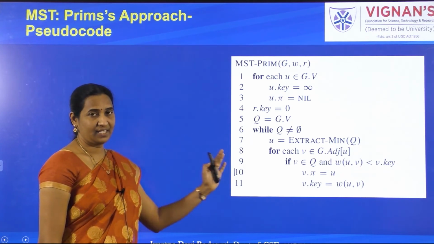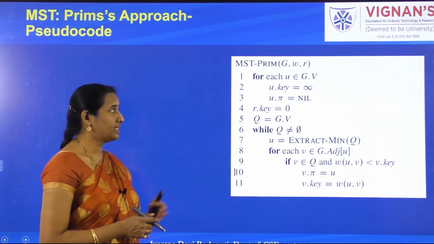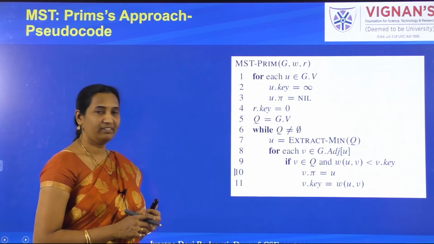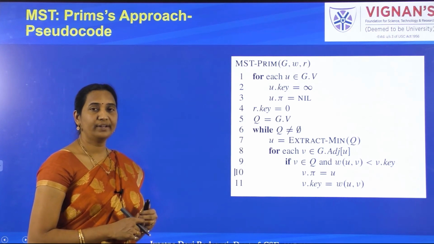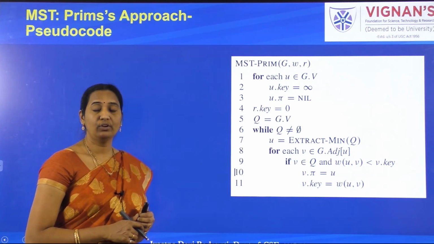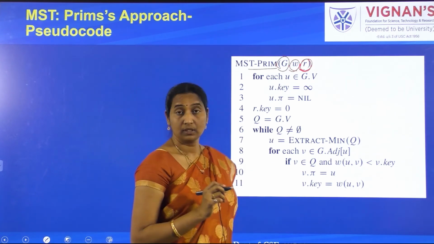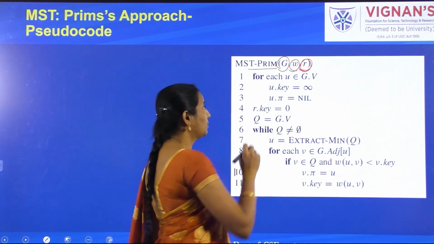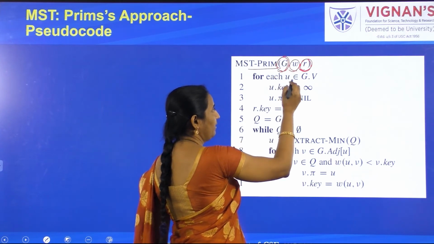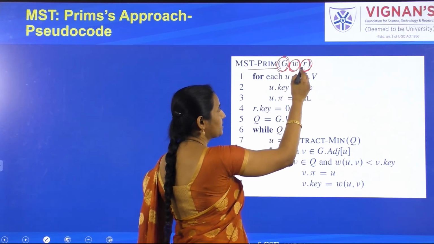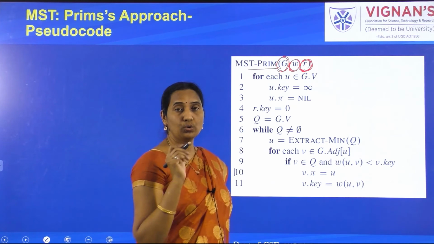And now let's see the pseudocode for Prim's algorithm. I have used pseudocode because when you are using heaps, you will get an efficient solution for Prim's algorithm. In this algorithm, the inputs are G, which is a graph, W, which is the weights, and R, which indicates the root node.